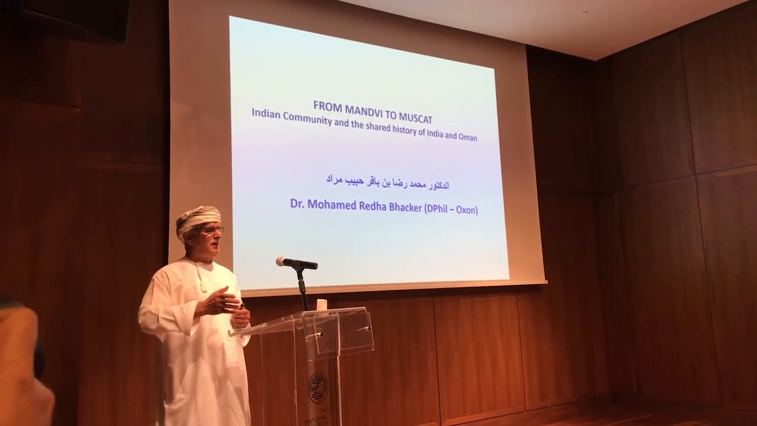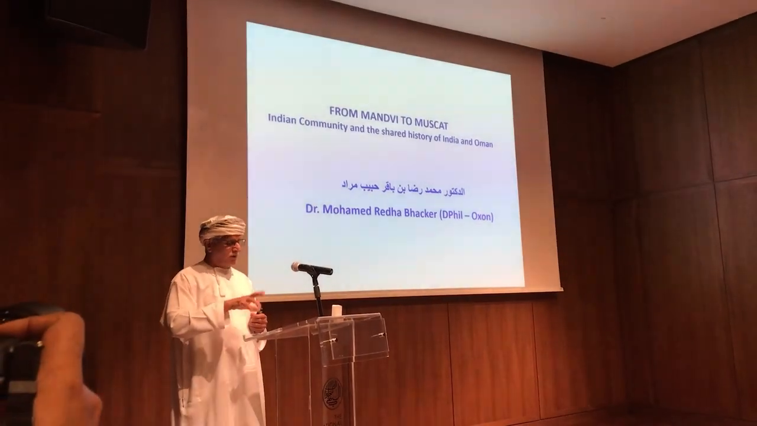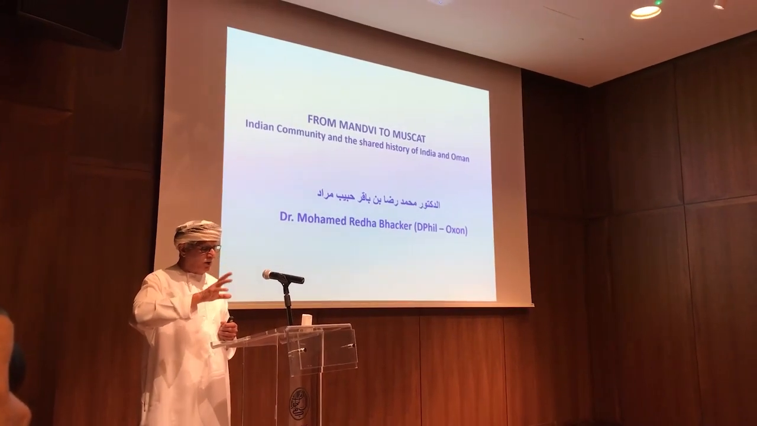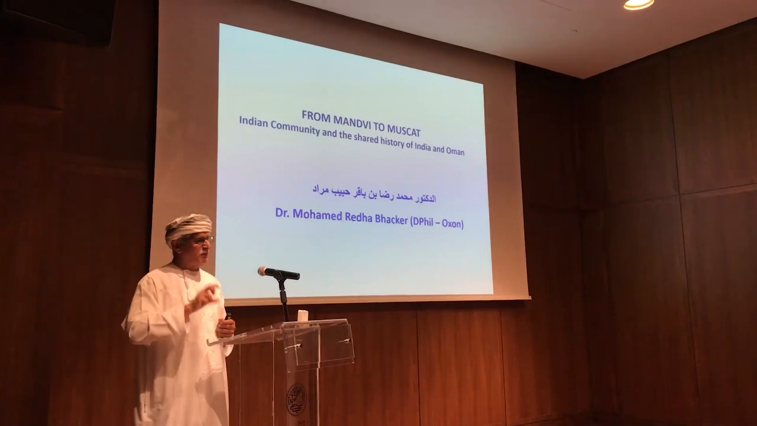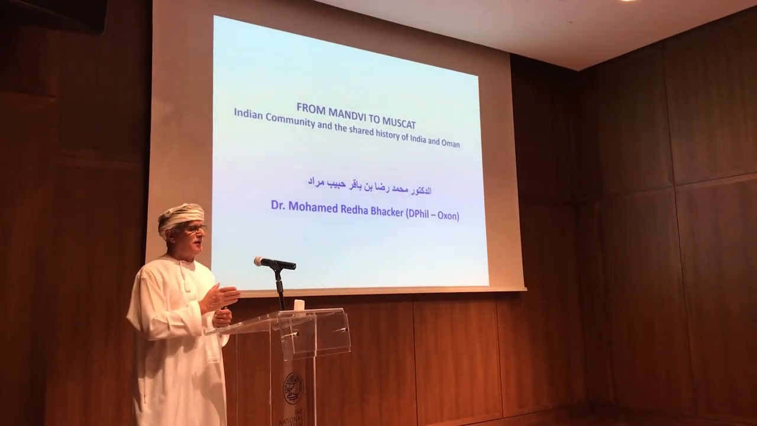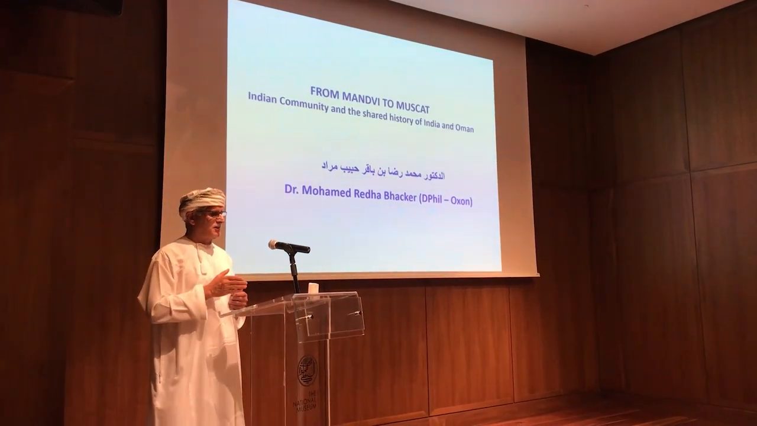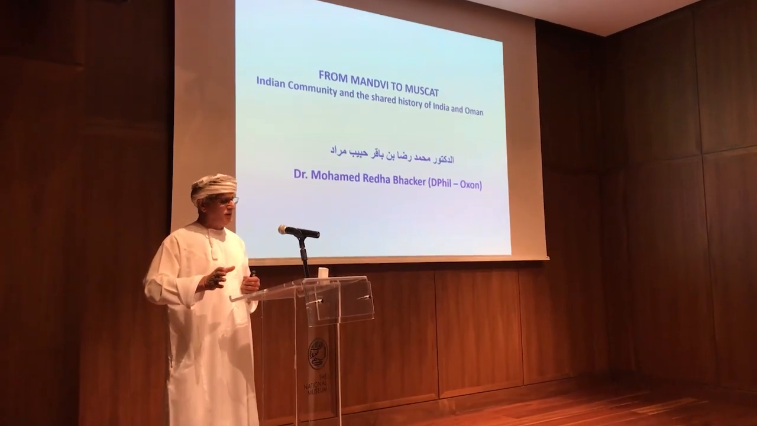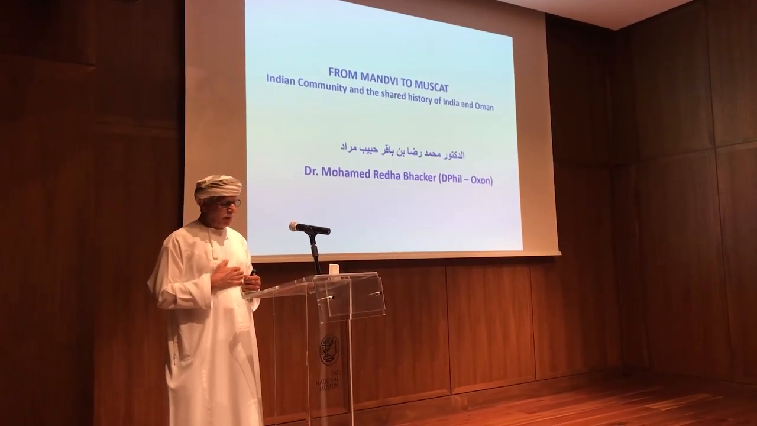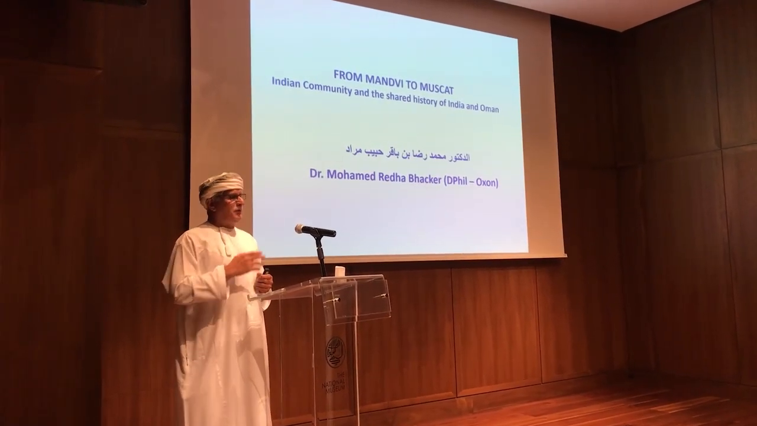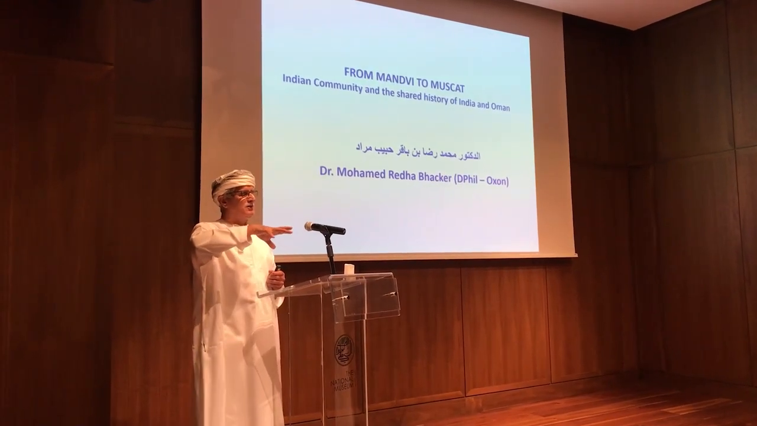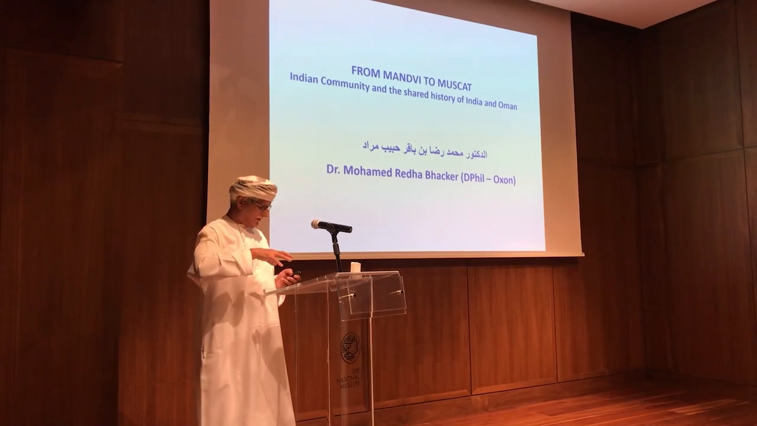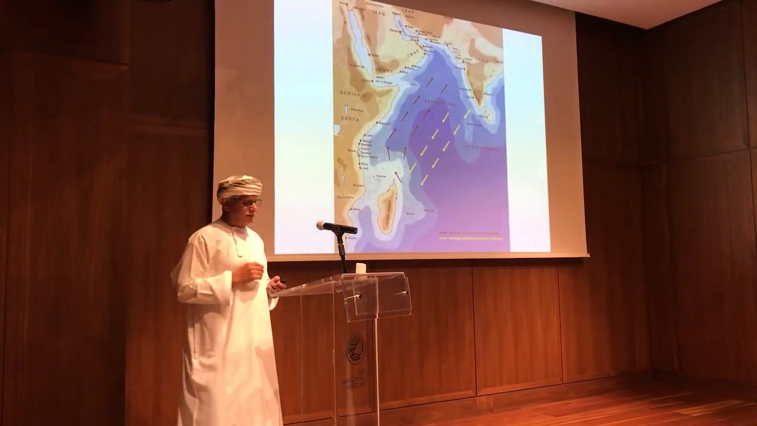Mombasa, Zanzibar, they were the capitals. The dynasty actually went for over two centuries. They ruled that part of the world until it was divided by the British in 1861, relatively recently in historic terms. So we have to look at the Indian Ocean and the India-Oman relations from a geographical perspective. What do I mean by that?